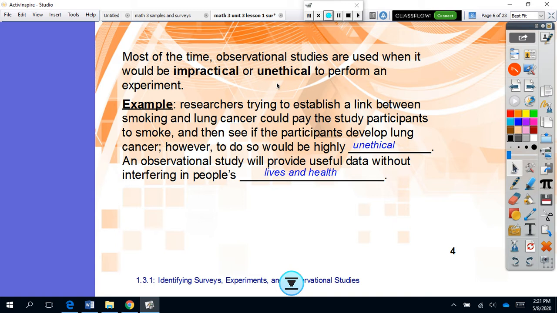Most of the time observational studies are used when it's not practical or ethical to do an experiment. We're going to talk about experiments later in this lesson. So one example would be trying to establish a link between smoking and lung cancer.